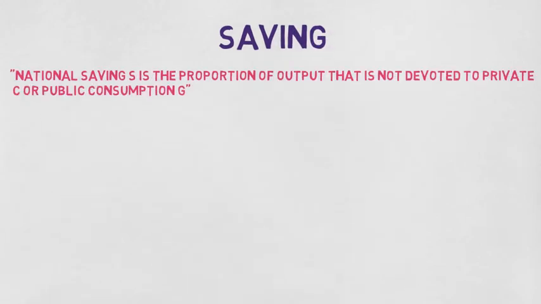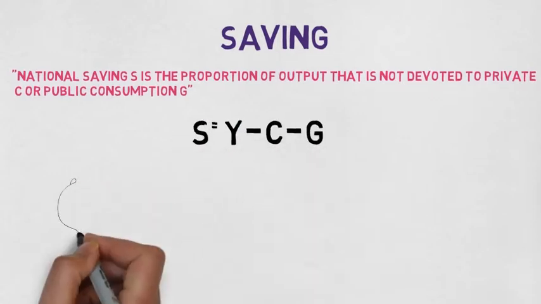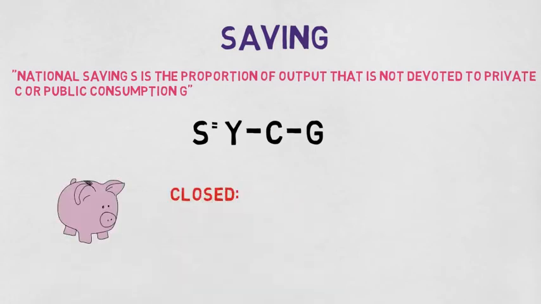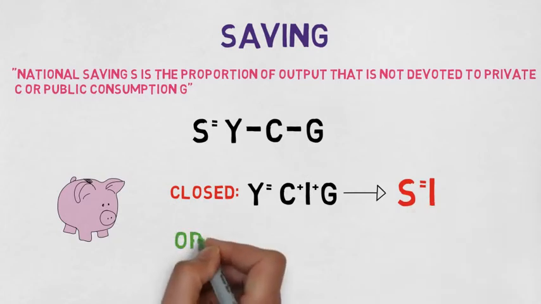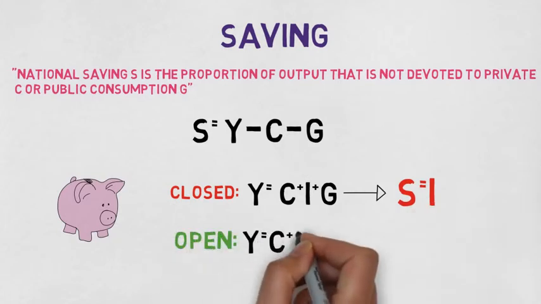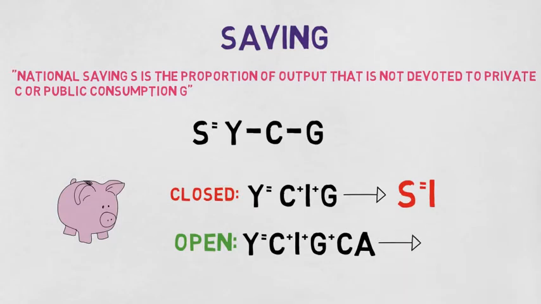Let's move on to saving. National saving S is the proportion of output that is not devoted to private consumption C or public consumption G. S equals Y minus C minus G. A closed economy can save only by building its own capital stock, so S equals I. An open economy can save by building up its capital stock or by acquiring foreign wealth, so S equals I plus CA. An open economy's current account surplus is often referred to as net foreign investment because a country's savings can be borrowed by a second country to increase its stock of capital.